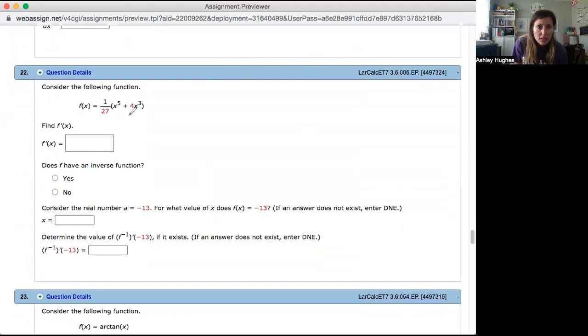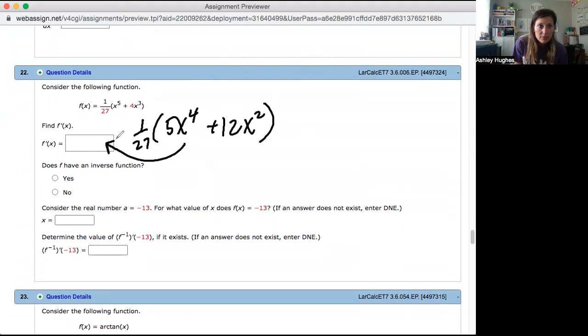Okay, so the derivative of this, you can just keep 1 over 27 there. The derivative of x to the 5th is 5x to the 4th. The derivative of 4x cubed is 12x squared. Does f have an inverse function? Yes, as long as it's 1 to 1, it does. And this is because it's an odd function.